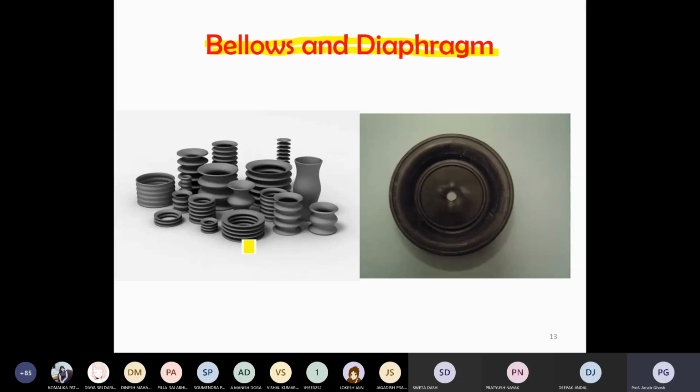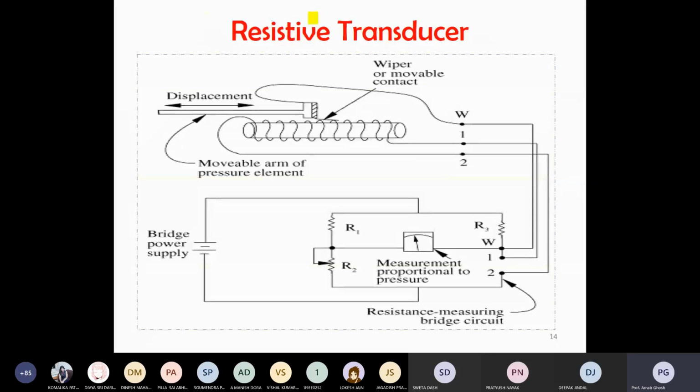So that spring, due to the changing of the bellow positions because of the vibration, there is a movement of that spring, so that may cause EMF generation. That may cause EMF induction over there. Okay, so I think you are able to understand the concept. Then we can go to the resistive transducer.